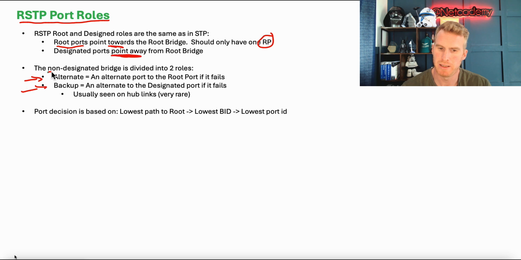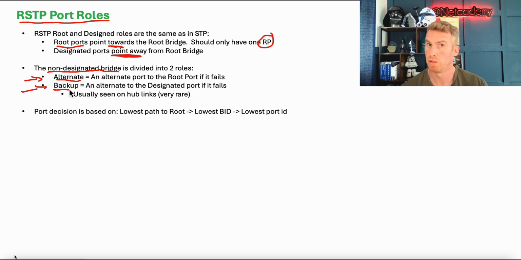But you might be reading that there's this new thing called a non-designated bridge. A non-designated bridge is a new term in the RSTP world. It is basically that non-root bridge, that switch which has designated interfaces facing away from that root bridge. And as such, it's going to have two different roles. It's going to have an alternate port and a backup port.